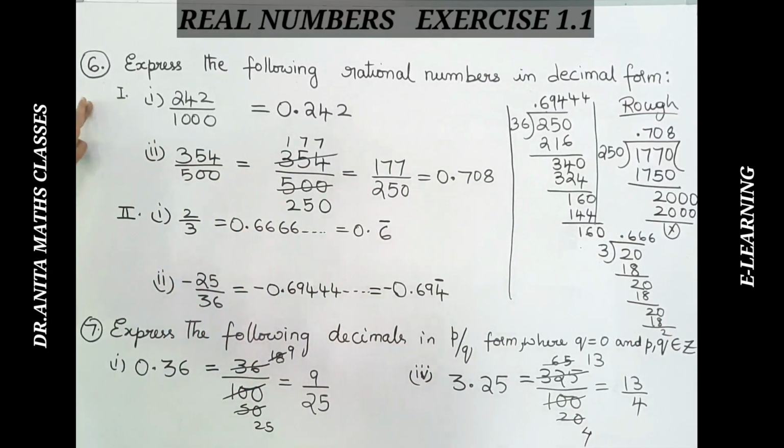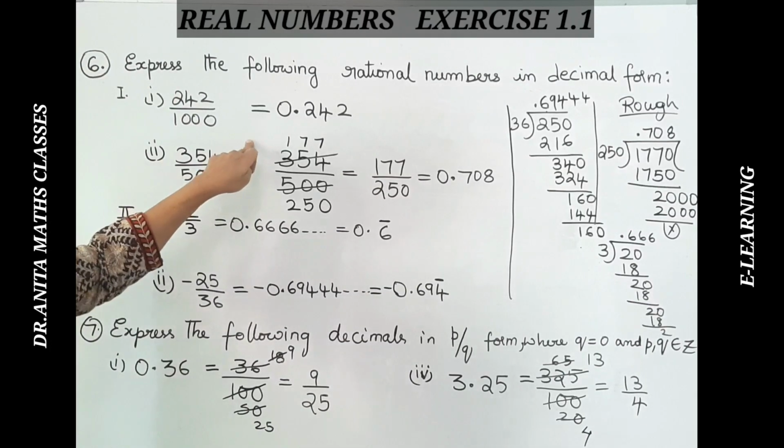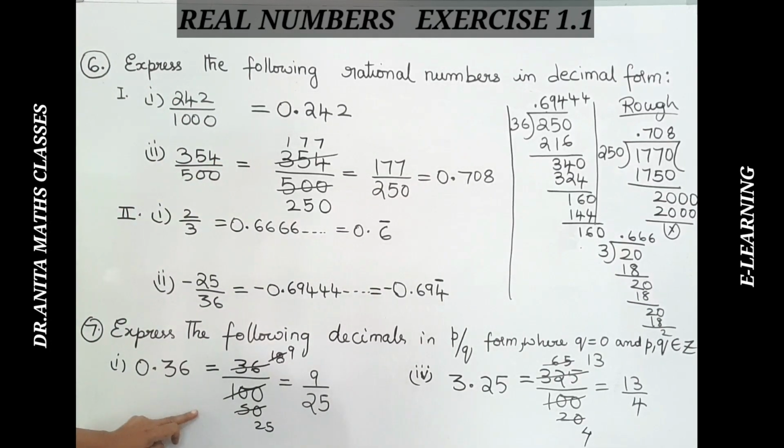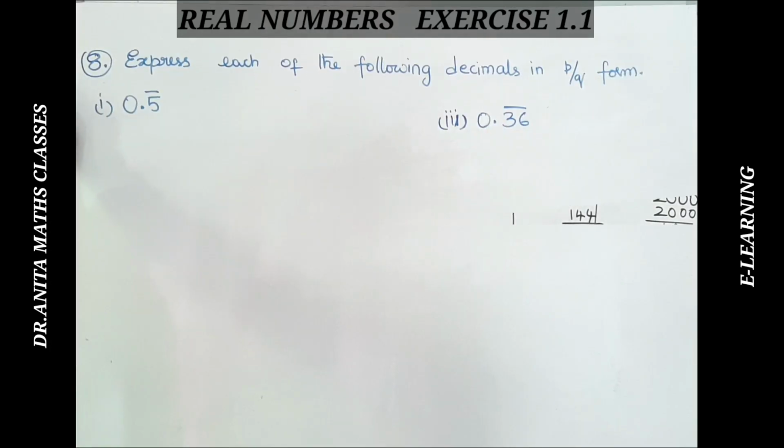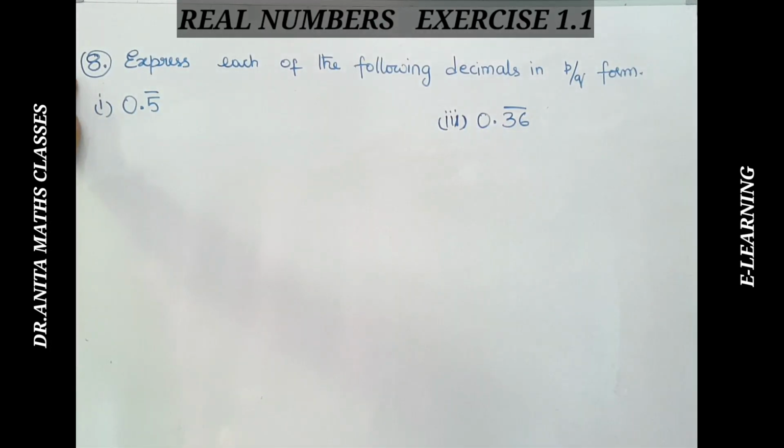So here, in the sixth problem, we changed into decimal, and in the seventh problem we have changed the decimal into the rational form. Pause it and note it down. Express each of the following decimals in p by q form. This is the eighth problem.